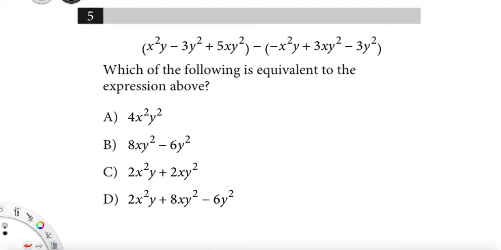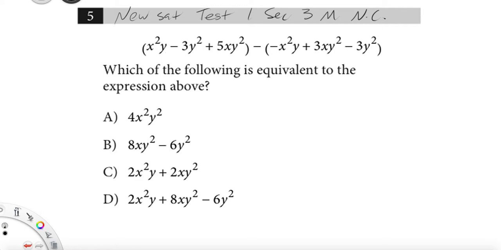Okay, here we are again. Time to work on question number 5. And just a reminder, this is the new SAT test number 1, section 3 math, no calculator. Which of the following is equivalent to the expression above?